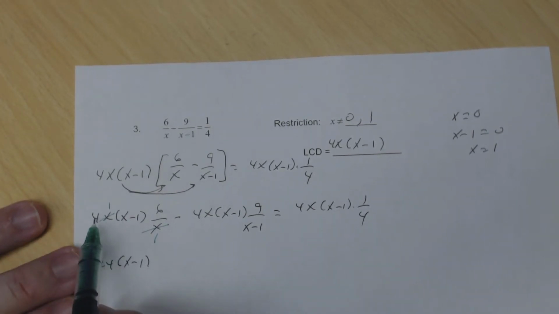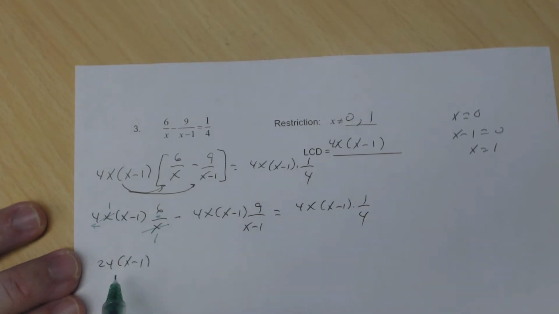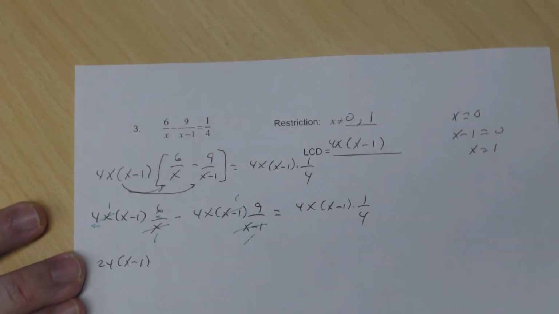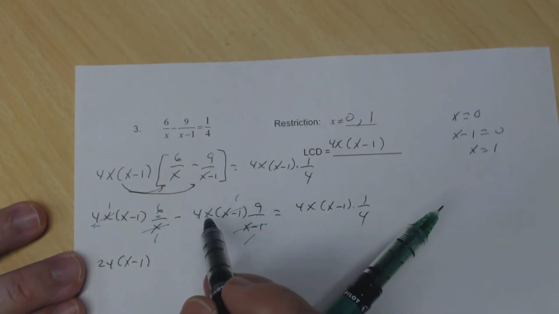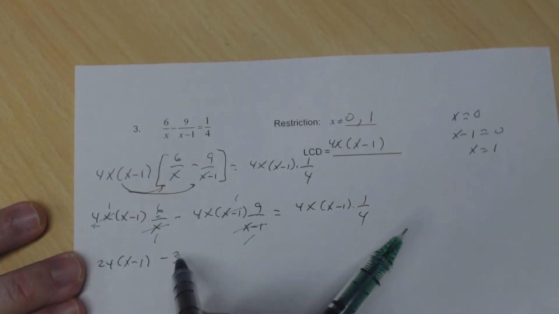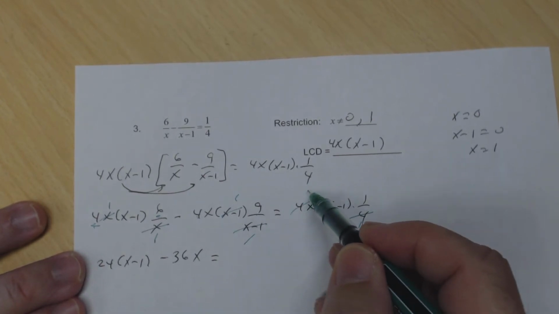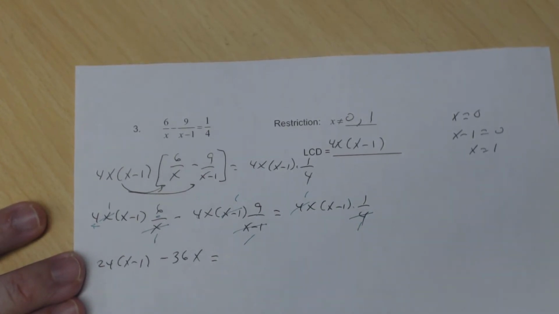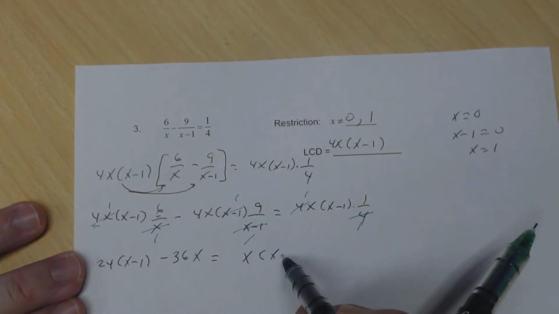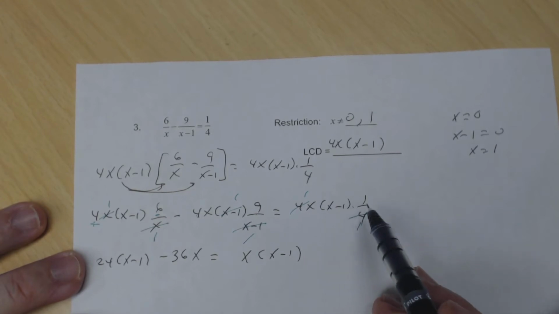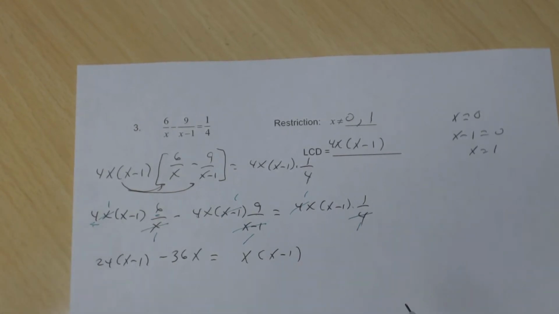So make sure you saw that. 4 times 6 is 24. Over here, the factors of x minus 1 divide out. So you get 4 times 9 is 36. So you get 36x. So minus 36x equal. Over here now, you got to be a little bit careful. The 4's divide out, but you have x times x minus 1. That's what you have. 1 times x minus 1 times 1 is x times x minus 1.